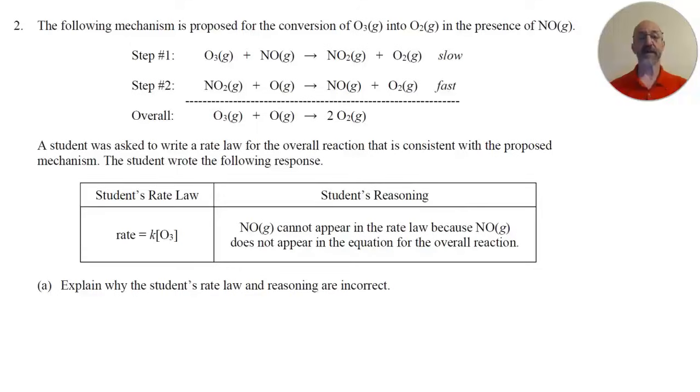In question 2, it says, the following mechanism is proposed for the conversion of O3, which is known as ozone, into O2, molecular oxygen, in the presence of NO, which is nitrogen monoxide. We are given a 2-step mechanism, and we are also given the equation for the overall reaction. A student was asked to write a rate law for the overall reaction that is consistent with the proposed mechanism, and the student wrote the following response. Their rate law is rate equals the rate constant K times the concentration of ozone, or O3.